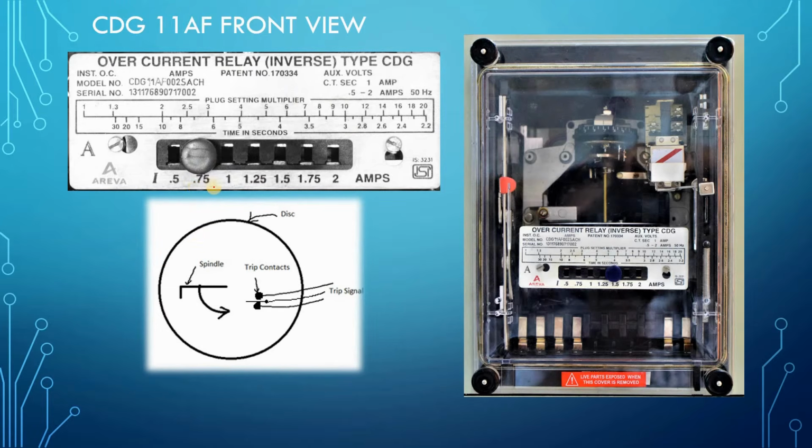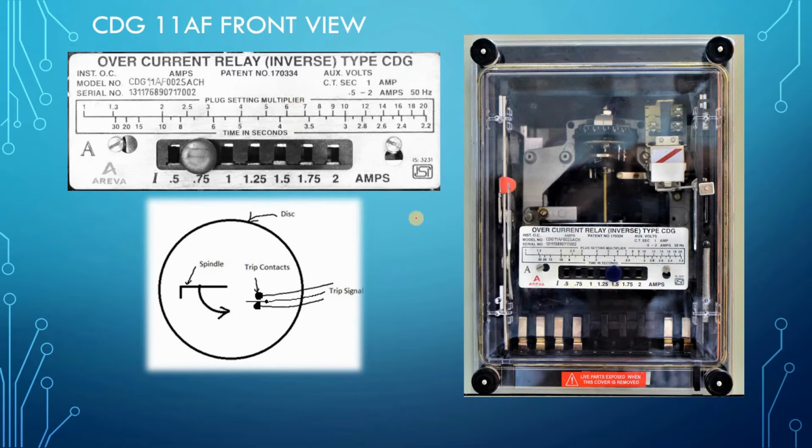Similarly, if we give 10 times of the 0.75, that means 7.5 ampere of current, then 7.5 divided by 0.75 will give you 10. If we give 10 times the clock setting, the trip time will be 3 into 0.7 seconds. Similarly, for any value of fault current, we can calculate the trip time using the scale given.